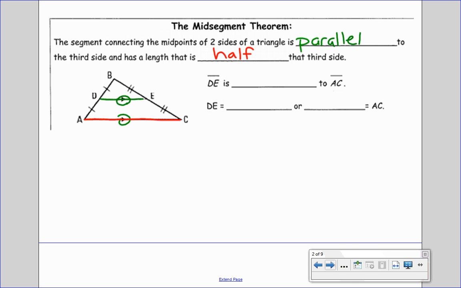So DE is parallel to AC. DE is half AC, or 2 DEs equal AC. Two of these equal 1. That's not very well drawn, is it? Not drawn to scale. Two of those should equal 1 of these. Okay.